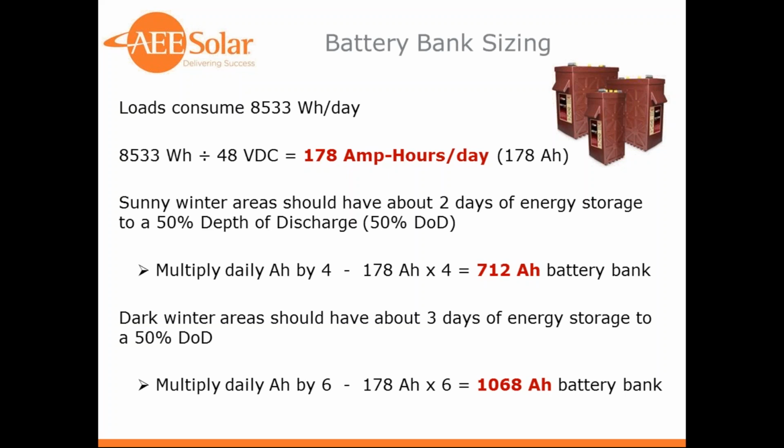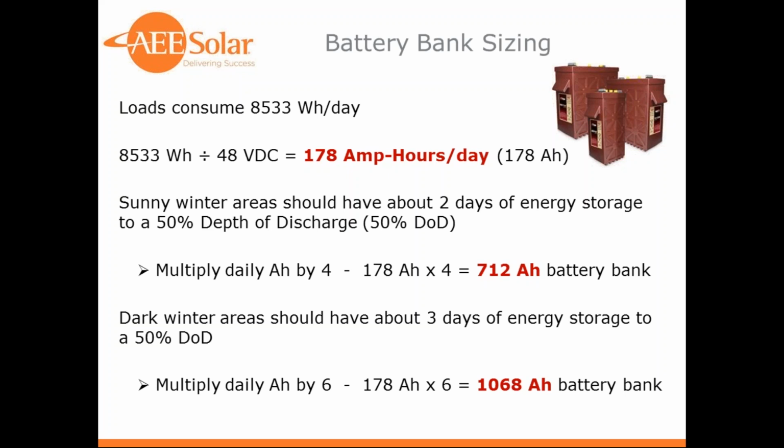So in a sunny winter area where you're getting lots of sunlight even in the winter time, you don't need a whole lot of storage because you don't have a whole lot of cloudy days. So in that case, we typically look for 2 days of energy storage, so 50% depth of discharge, which essentially means that by the rating of the battery we have 4 days, because 2 days to 50%, it's 4 days to 100% on the rating of the battery. So we would take the 178 amp hours multiplied by 4. That gives us a number of 712 amp hours. That would be the minimum battery bank that we should be looking at for this system.